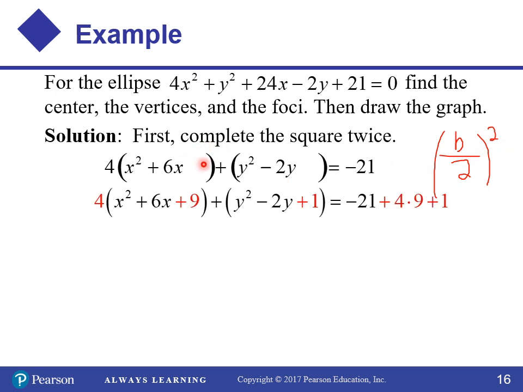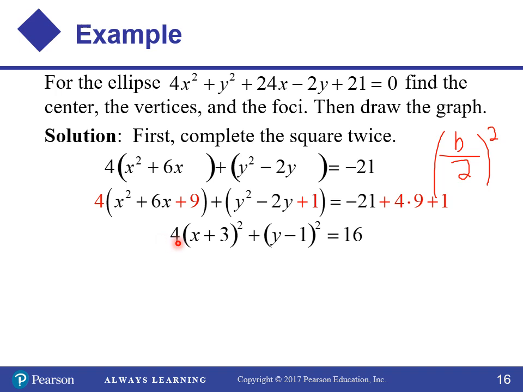But notice, because this one has a 9 here and a 4 on the outside, we're really multiplying that number by 4. So notice on this side, we're doing a 4 times 9. Okay, this one didn't have anything on the outside, so we're just adding the 1. But when we simplify that and we take the factored form of this perfect square trinomial, we get the x plus 3 raised to the second power, and this one, y minus 1 raised to the second power.